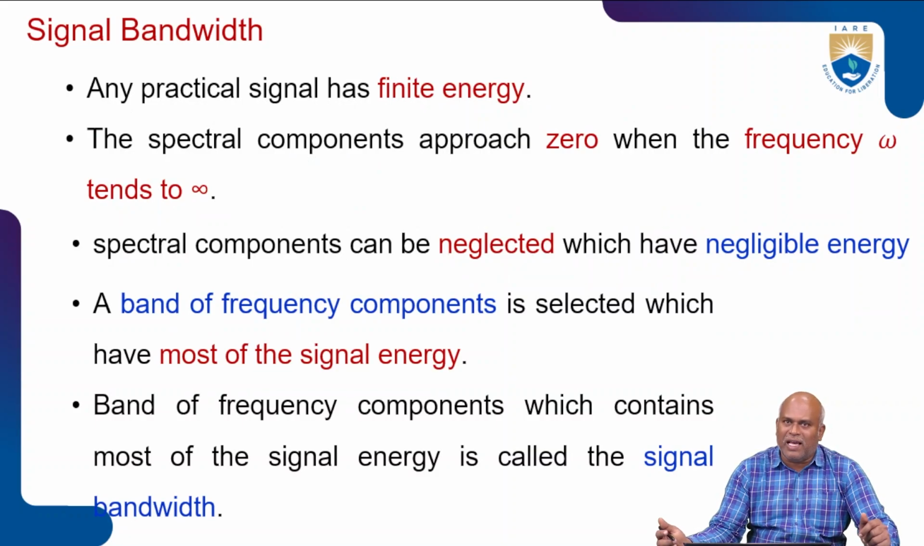Next, signal bandwidth. Any particular signal has finite energy. The spectral components approach 0 when the frequency omega tends to infinity. The spectral components which have negligible energy can be neglected. A band of frequency components which have most of the signal energy is selected. The band of frequency components which consists of most of the signal energy is called the signal bandwidth.